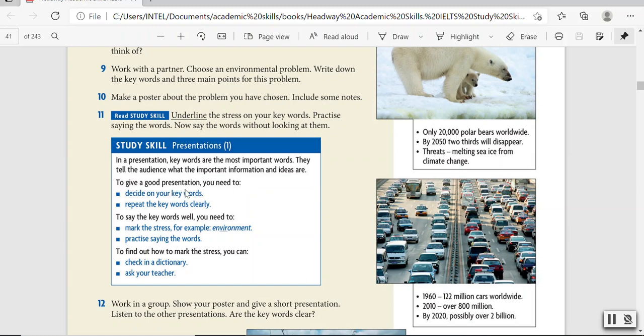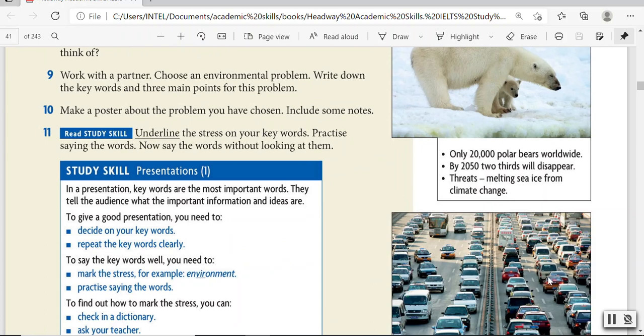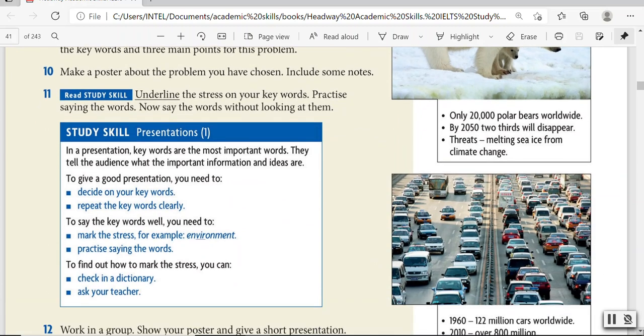To give a good presentation, you need to Number 1, decide on your keywords. You must decide which one or which word is the most important words in your text, in your subject.